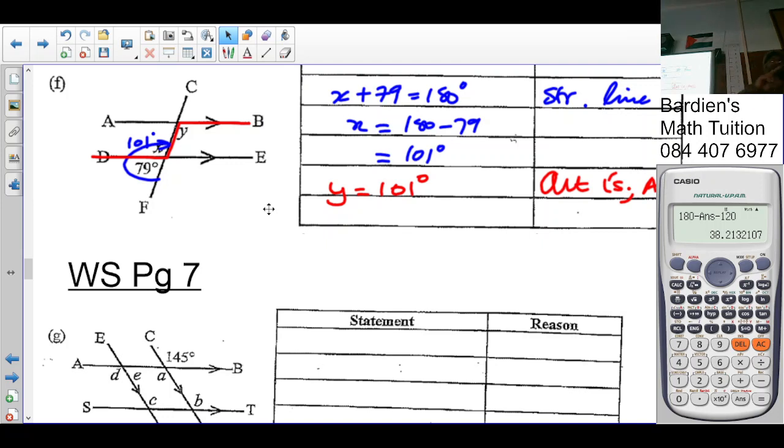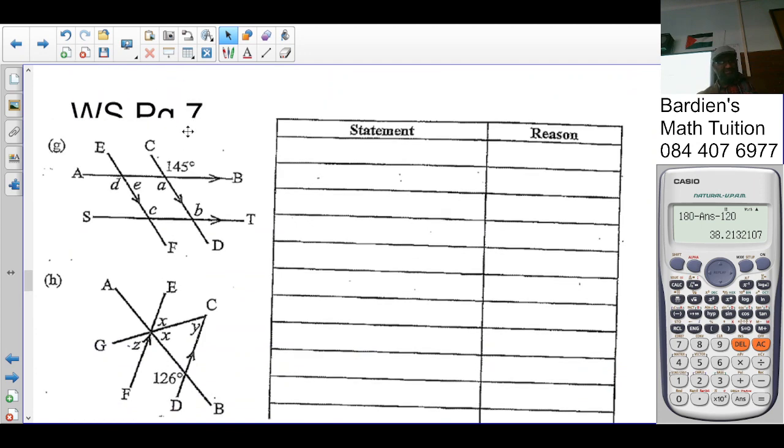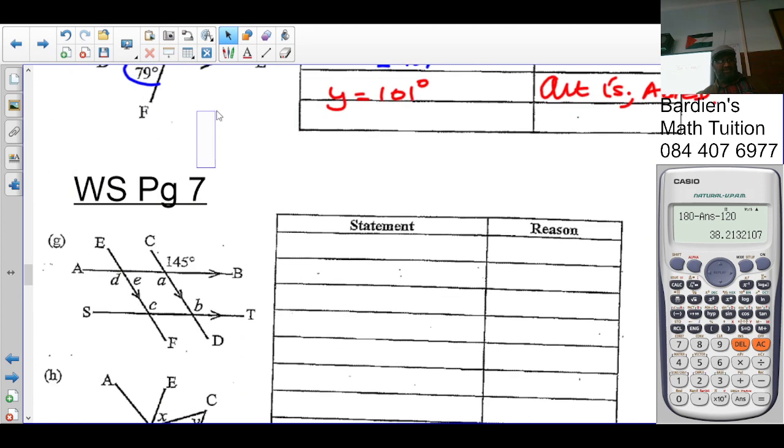Alright, people, when you're using alternate and corresponding angles, you must say which lines are parallel. Okay. People, you guys understand? Yes. We're on page 7 now. Sorry, page 8.